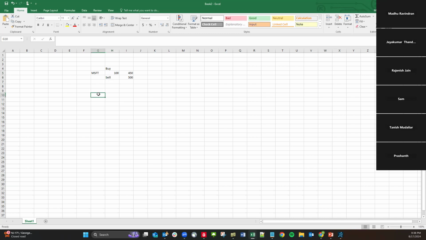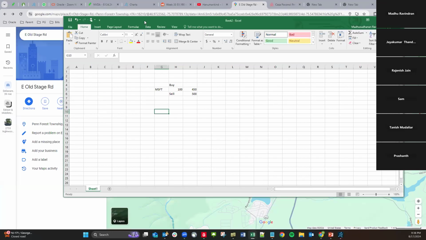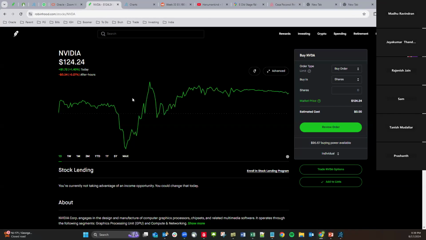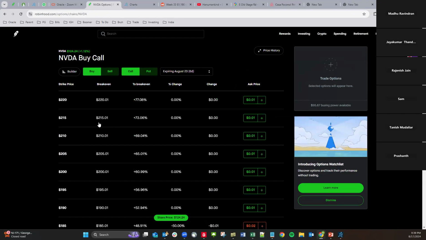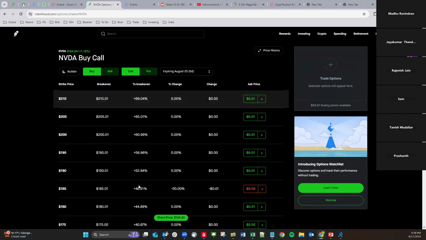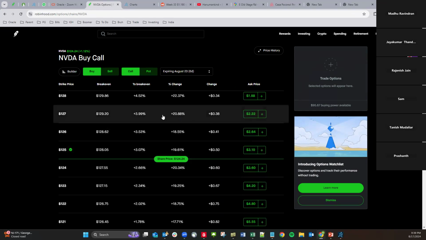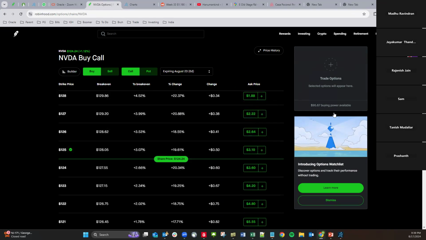So in general, what are options? Conceptually, first I will explain, then I will take you through how to do this via Robinhood. To explain the concepts, I'll probably use the options trading screen itself to explain what these different fields mean from a concept perspective. But what does options mean in general?